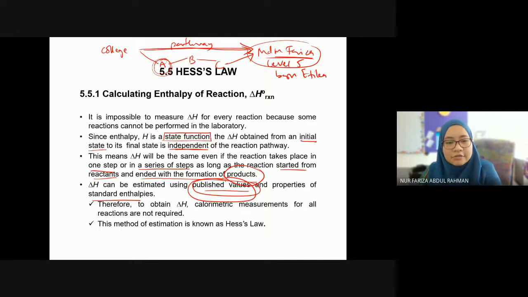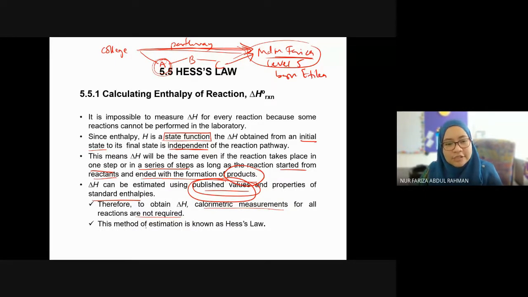Right. So therefore, to obtain delta H, calorimetric measurement for all reactions is not required. It doesn't mean you must go through the straight pathway. You can take the long way too, and you still have the same product. Calorimetric measurement means we ourselves measure the enthalpy directly. There's no need to go through such difficulty; we have an option.